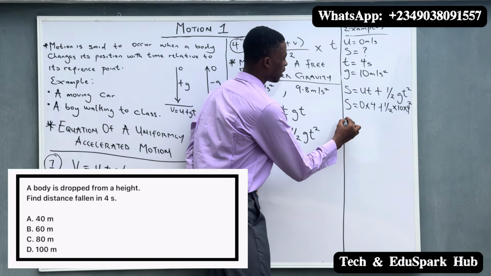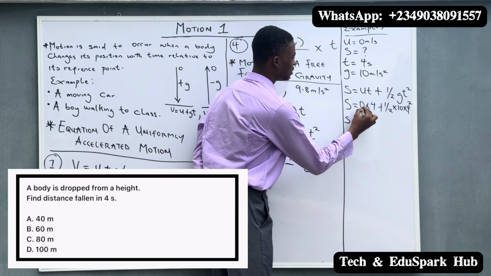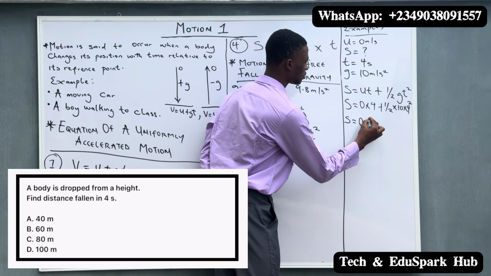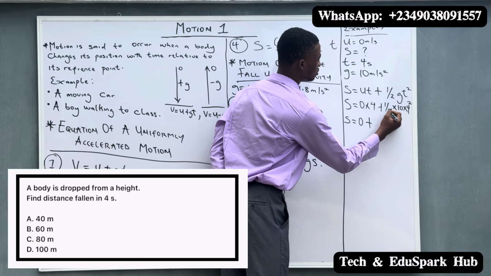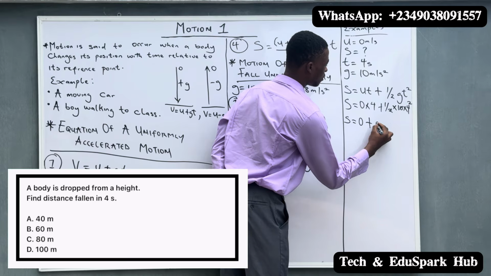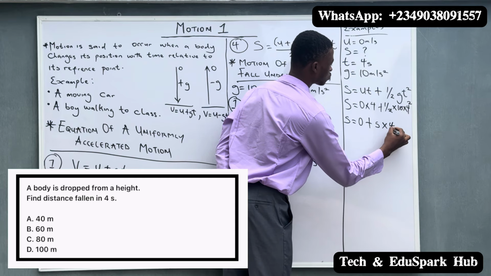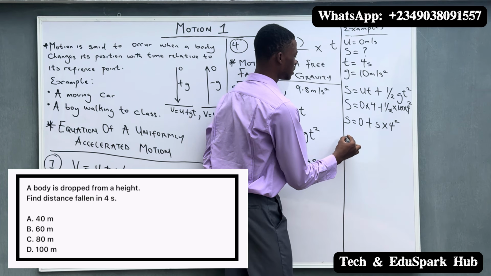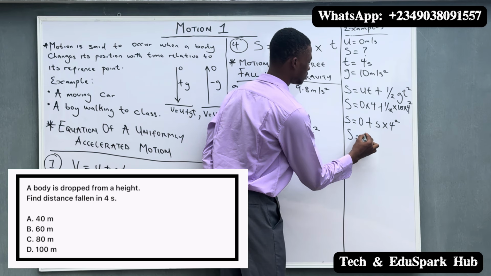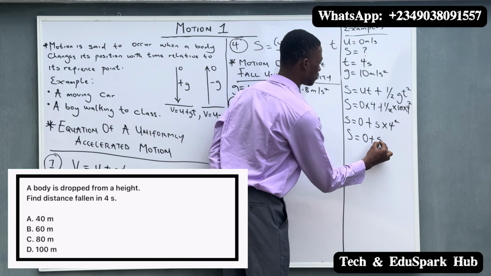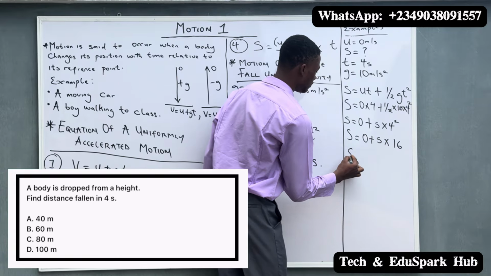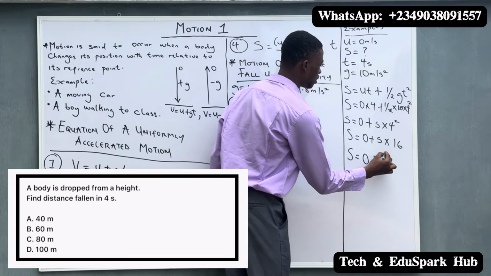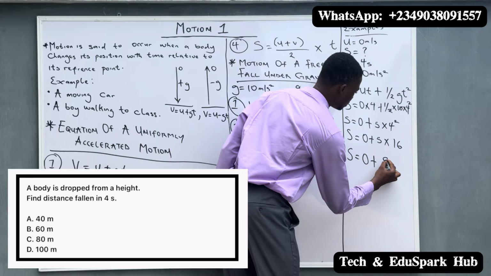So in this case, our s will be giving us 0 multiplied by 4 will give us 0 plus 1 over 2 multiplied by 10. So we cancel this, we have 5 multiplied by 4 square. So in this case, our s will be giving us 0 plus 5 multiplied by, what is our 4 square? Our 4 square is 16. So s will be giving us 0 plus 5 multiplied by 16 will give us 80.